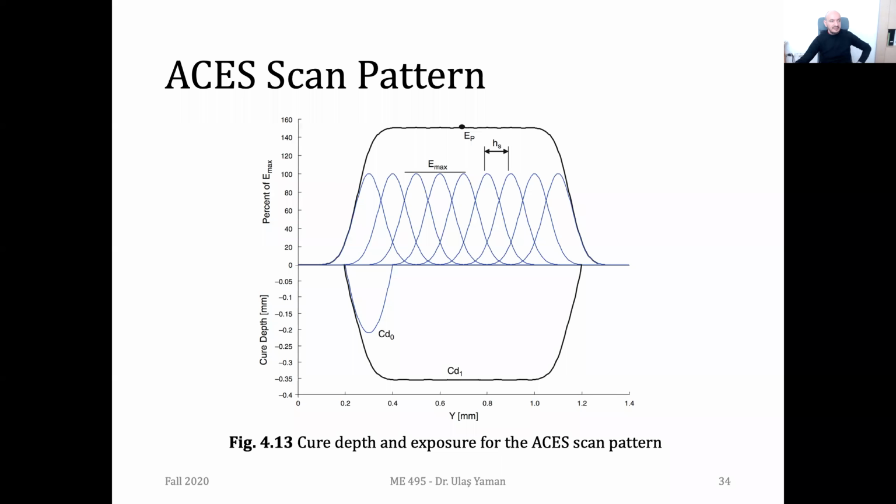Any questions, guys? Since we are done with the SLA, the vector-wise or point-wise type of stereolithography.